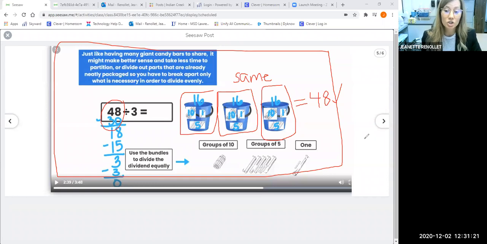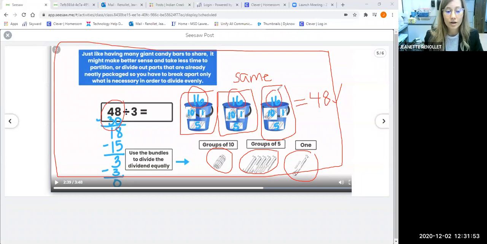What Mrs. Thaxton is showing today is very important because it's what you are going to do with your task. You are going to look at each bucket and you're going to decide if you will count by 10s or 5s first. And then if you need to, later on, you will count by 1s, just like Mrs. Thaxton did. You will check to see that you have the same amount in each group so that you are dividing correctly.